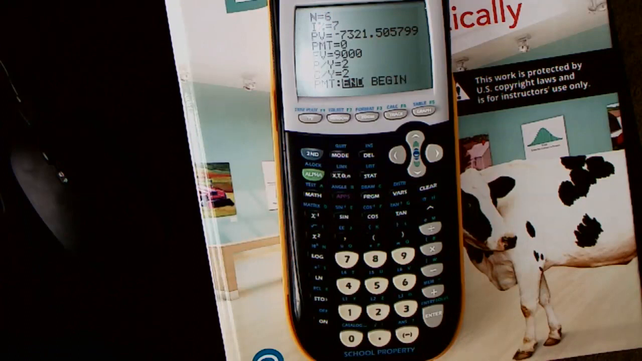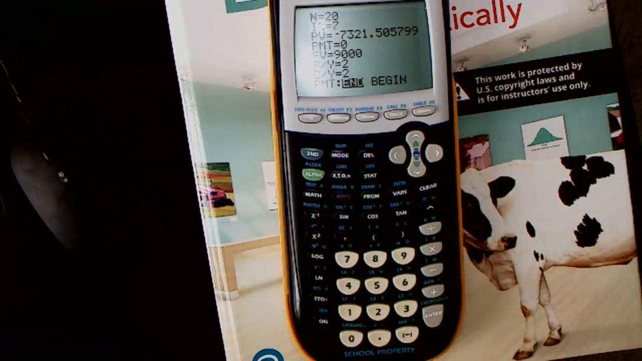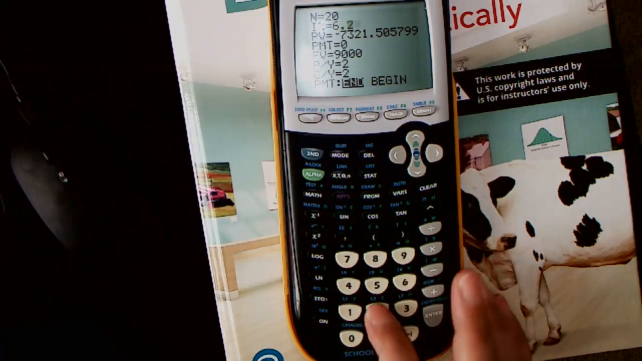Let's go to the app, Finance, TVM Solver. Okay, let me look at the information that I just had. Capital N, so quarterly, 4 times a year, for how many years? 5 years, right? 4 times 5 is 20. Annual interest rate 6.25.